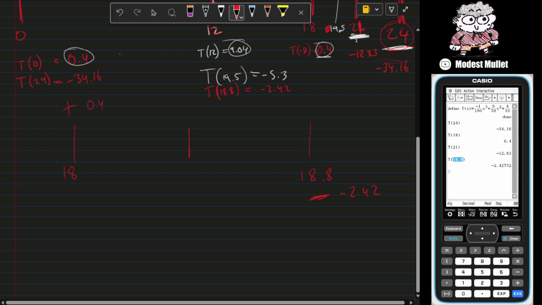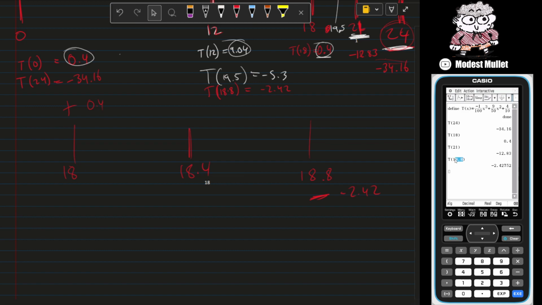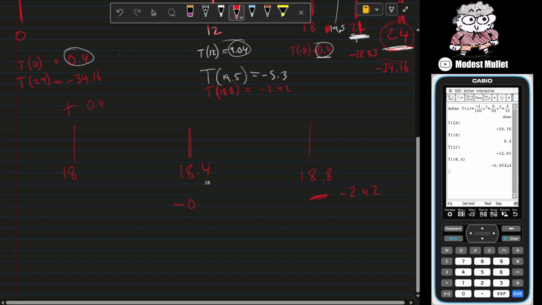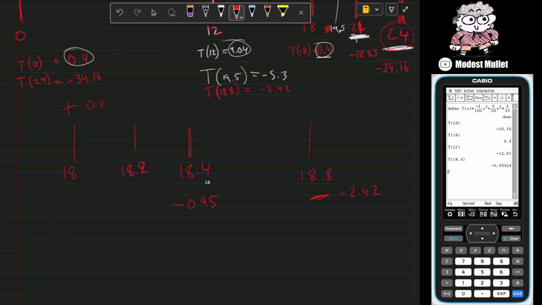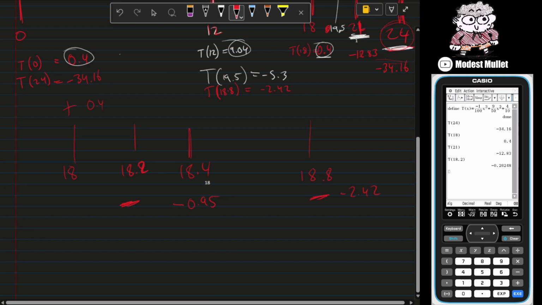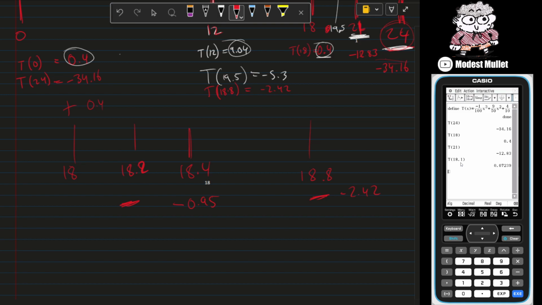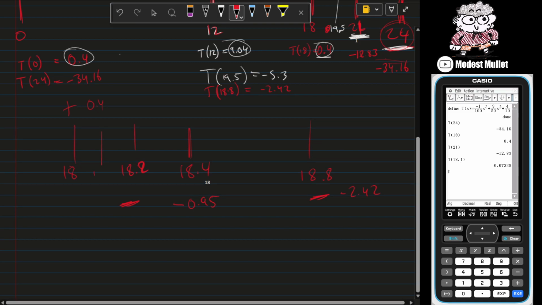Split them. Split again. Gotta stop. Gotta actually click on the calculator. 18.4. Okay, still negative. Negative 0.95. So split in half. 18.2. Still negative, so that gives us 18.1, which is positive. Okay, so 18.1 was also still positive.